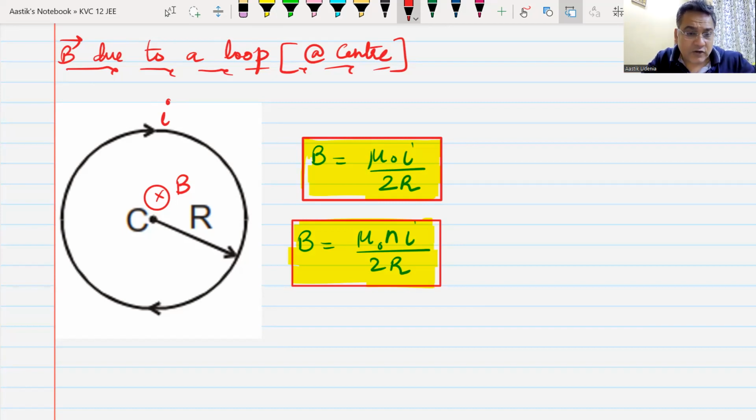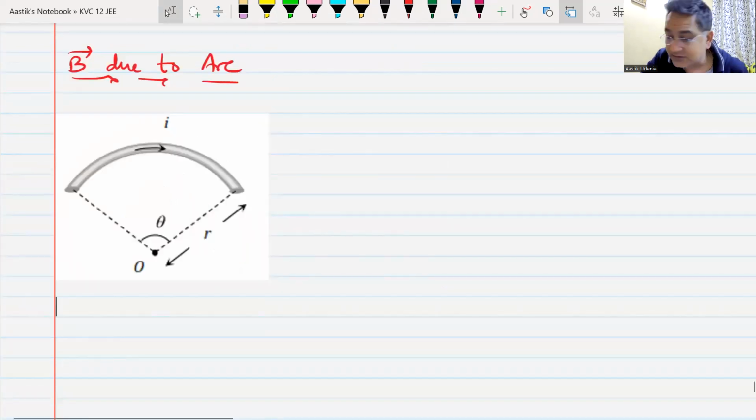Magnetic field due to an arc of a circle. Again, a standard result. Just have to remember these standard results and make merry. This arc of the loop, as you can see, is making an angle theta. This theta has to be in radians.